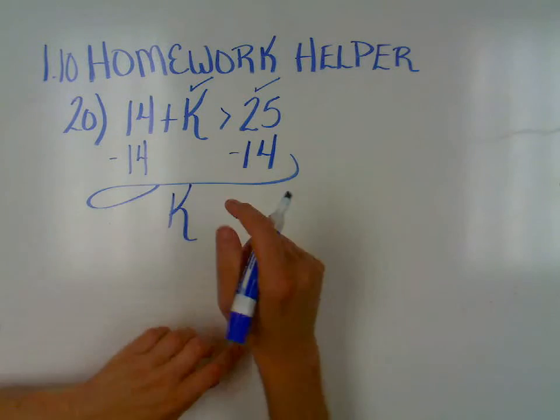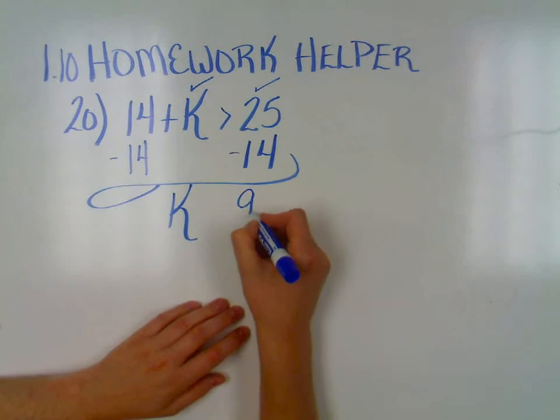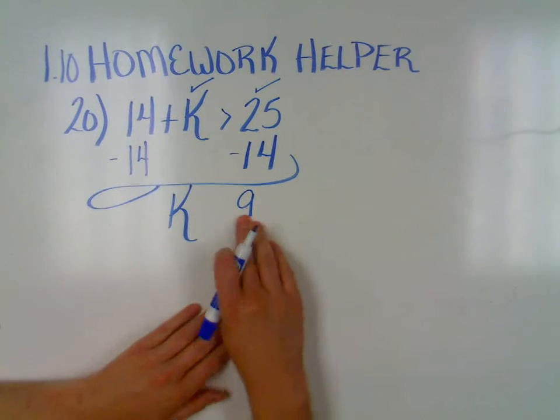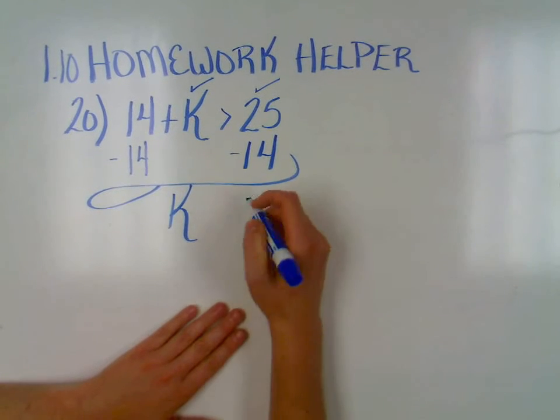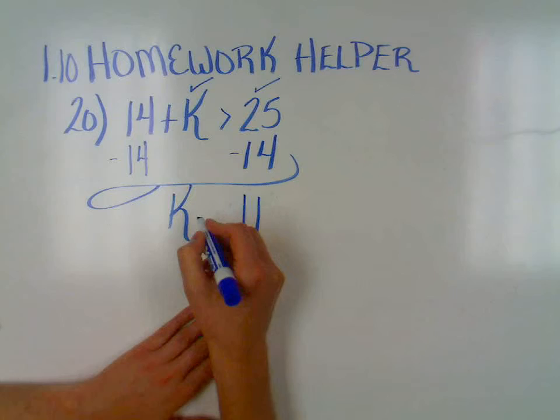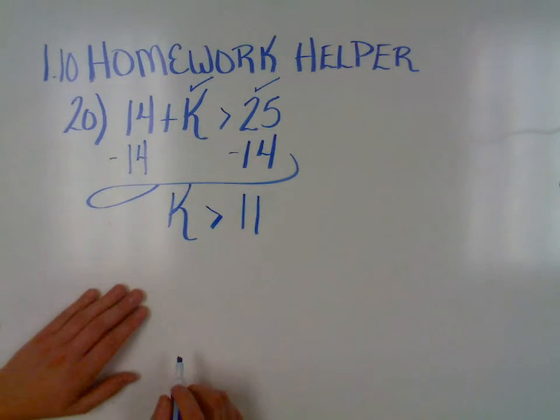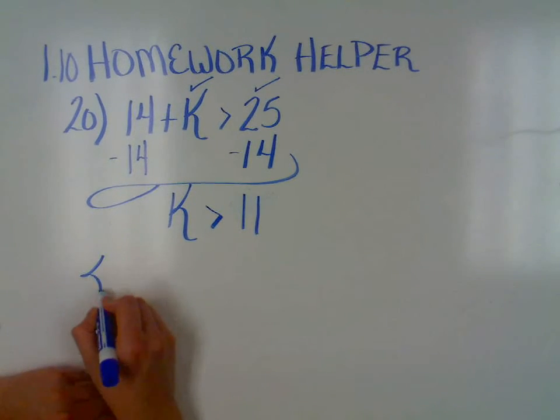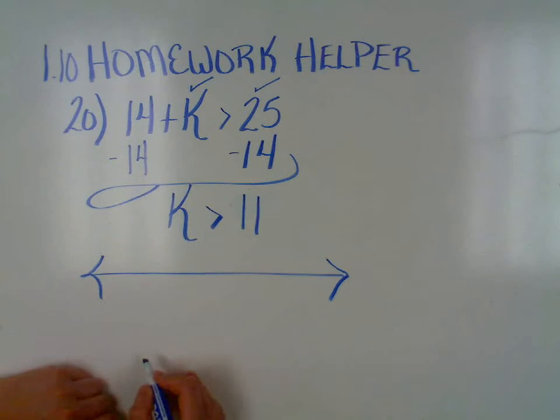And over here I've got 25 minus 14, which is, of course, not 9. I wrote 9, but I meant 11. 25 minus 14 is 11. So that's going to be k is greater than 11. And now I'm going to make a quick little graph to show k is bigger than 11.